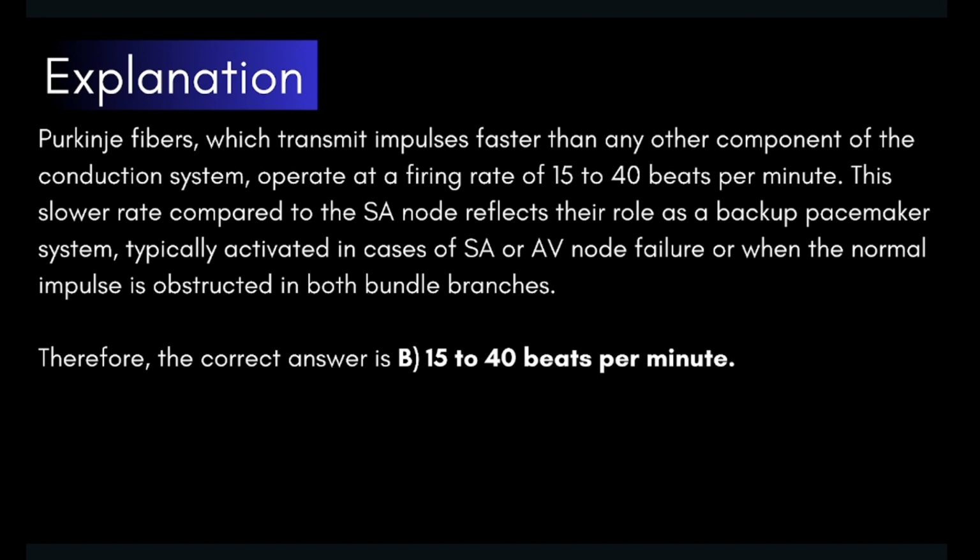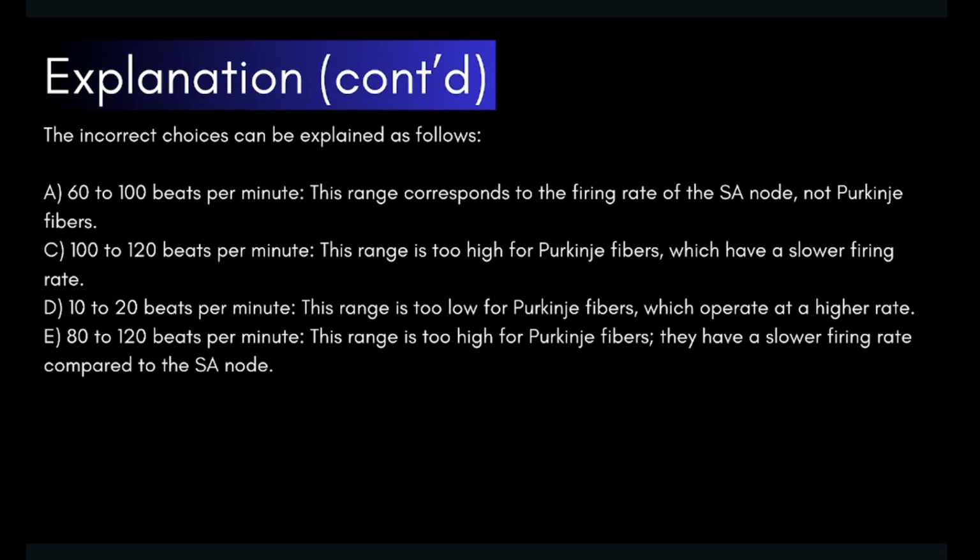Let's go ahead and see why the other answer choices are incorrect. Incorrect choices can be explained as follows. 60 to 100 beats per minute. This range corresponds to the firing rate of the SA node, not the Purkinje fibers. 100 to 120 beats per minute. This range is too high for Purkinje fibers, which have a much slower firing rate for action potential.